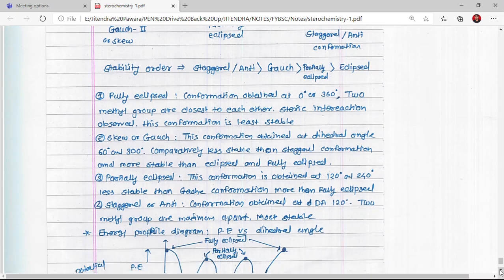This is the less stable conformation. Second is your skew. When you rotate to 60 degrees, you get the skew or gauche conformation, obtained at dihedral angles 60 and 300. It is comparatively less stable than the staggered conformation and more stable than the eclipsed and fully eclipsed conformations.